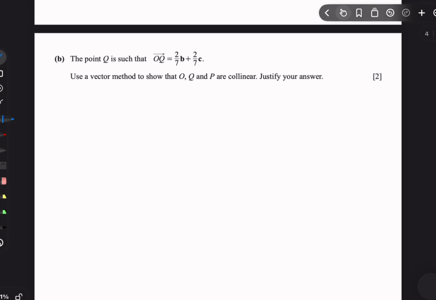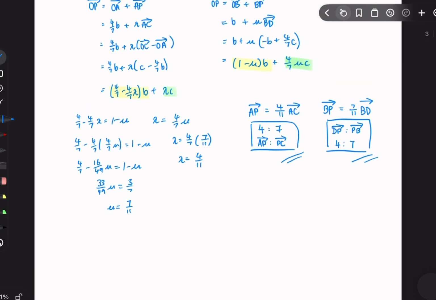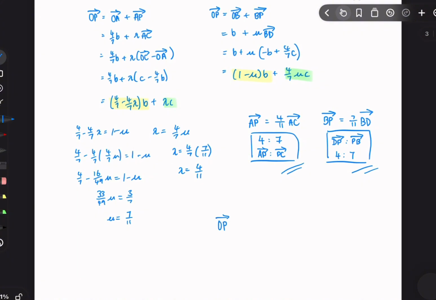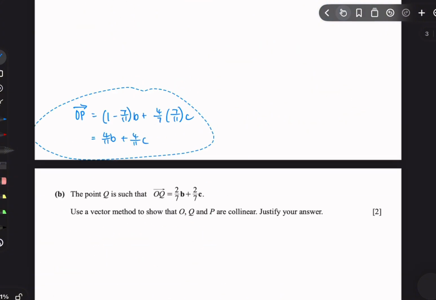Okay, part B. The point Q is such that OQ is equal to this. Use the vector method to show that they are collinear. Justify your answer. Okay, so we can use OP from the previous question. Let me just find it first. Okay, so 4 over 11b plus 4 over 11c. Okay, so this is the OP value.